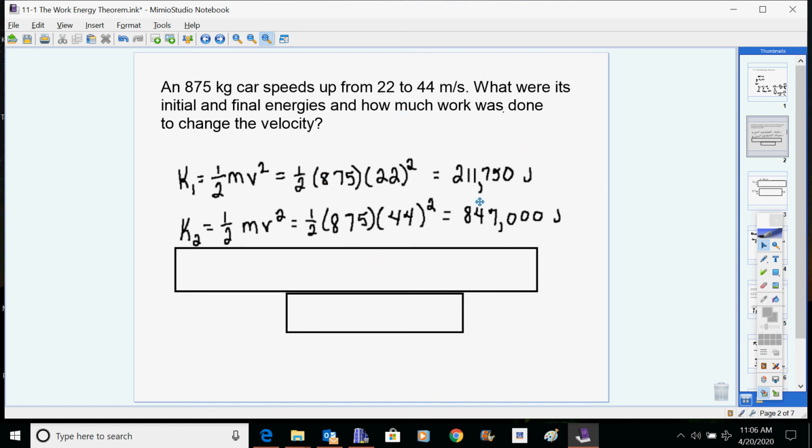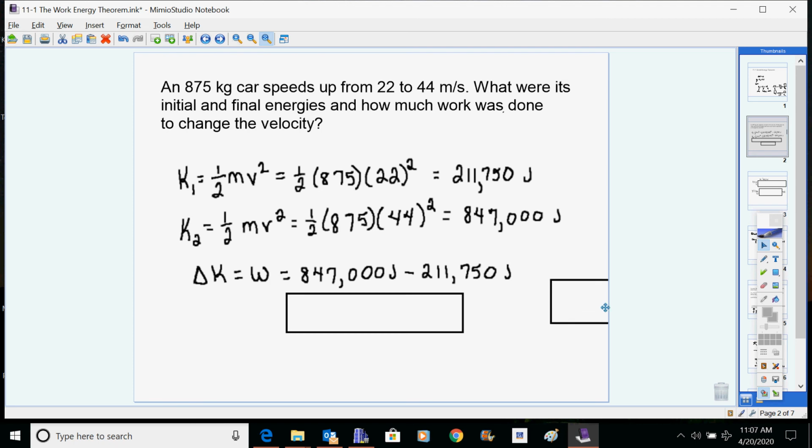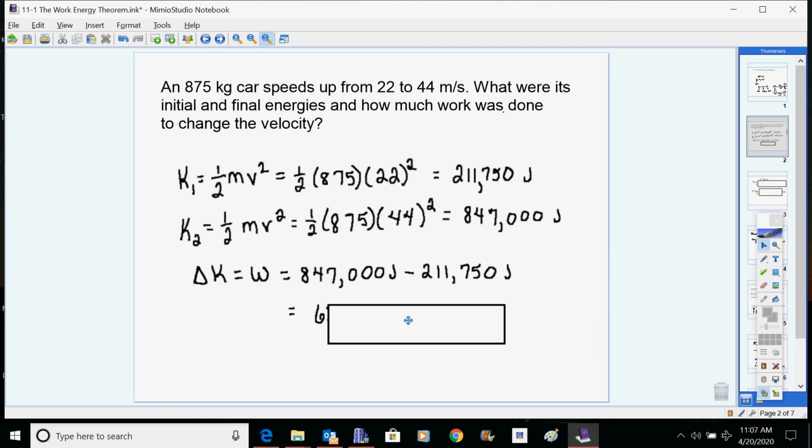It's saying how much work was done, but remember our work-energy theorem tells us that the work done equals the change in kinetic energy. In other words, the kinetic energy after minus the kinetic energy before. So 847,000 joules minus 211,750 joules. And just by doing that math, you get the appropriate number of joules, and that is also equal to the amount of work that was done. Once again, work and energy are both measured in joules.